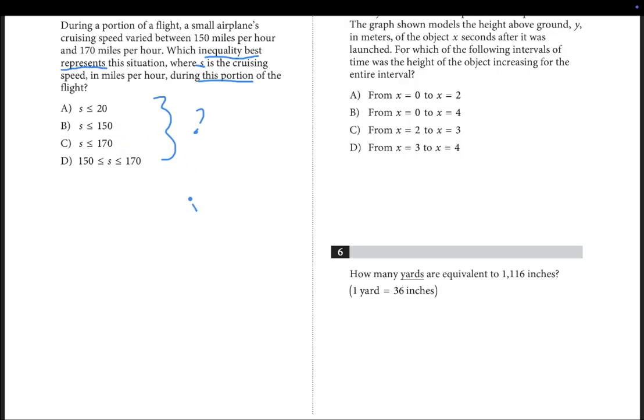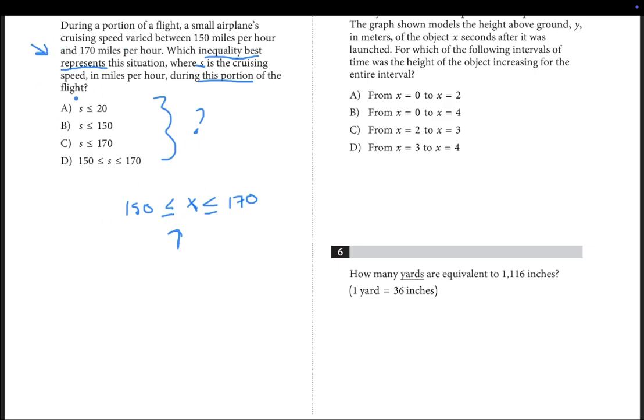So we know x is going to be less than 170, but equal to it, as it varied. But it's also going to be greater than 150 miles, but also equal to it. So x is less than or equal to 170, but also greater than or equal to 150. So here we're going to look through our answer choices and find which one best fits this situation.